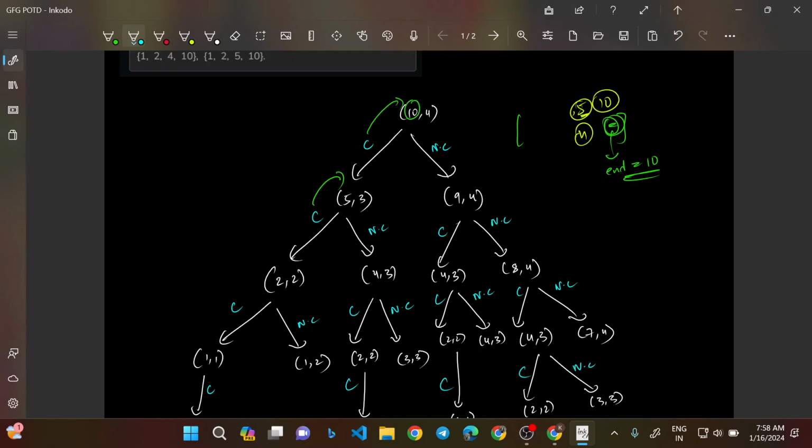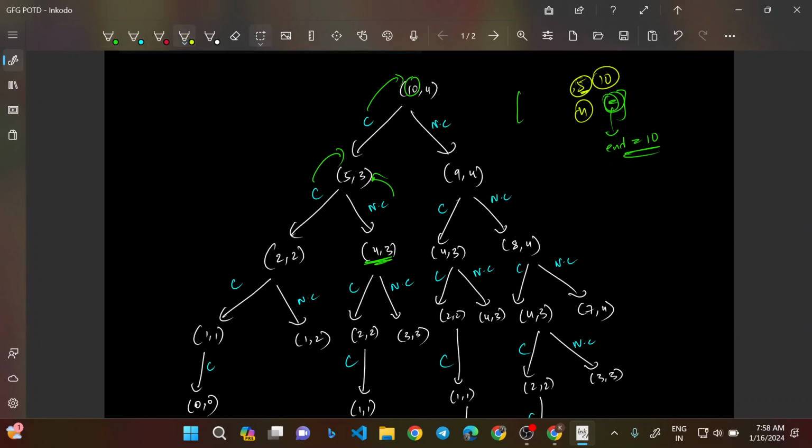Okay, so if you are not planning to put 5, that means it is a non-considering case. So NC means non-considering. You're not considering 5, so you can directly consider 4. Again, if you're considering 4, what can be the values that you can put at this point? You can put 2 or 1, right? So you can put both these values, any of these values you can put.